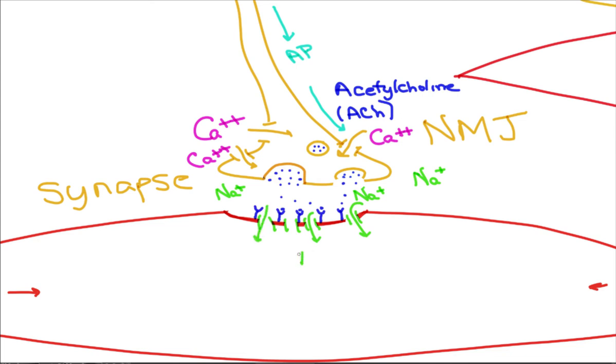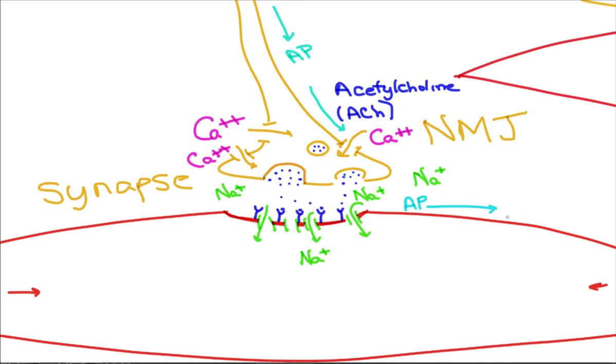As sodium floods into the cell, it's bringing a lot of positive charges into the cell, which is going to start another electrical event called an action potential on the sarcolemma of the muscle fiber. So far we've had an action potential, an electrical event on the neuron. We've released our neurotransmitter, which transmits signals from the neuron to the muscle fiber. And now we have created an action potential on the muscle fiber.